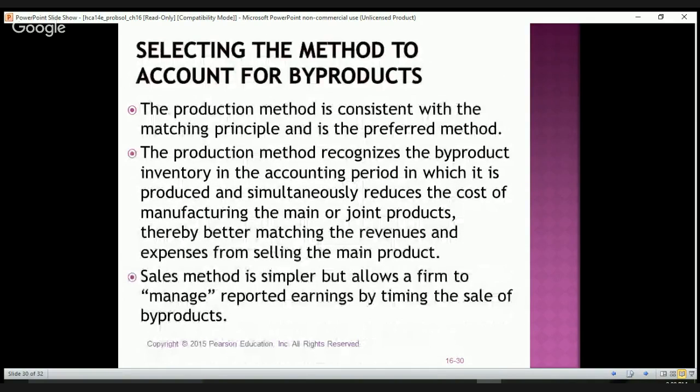How do we select the method to use to account for byproducts? Keep in mind the following. The production method is consistent with the matching principle and is the preferred method. The production method recognizes the byproduct inventory in the accounting period in which it is produced and simultaneously reduces the cost of manufacturing the main or joint products, thereby better matching revenues to expenses from selling the main product. The sales method is simpler, but it allows a firm to manage reported earnings by timing the sales of the byproducts.